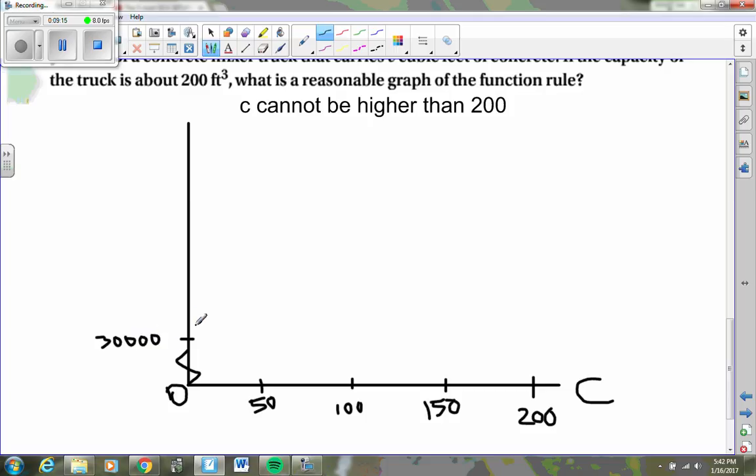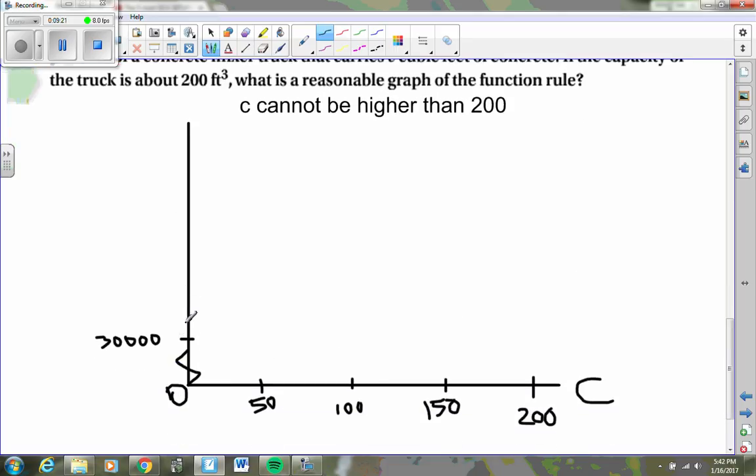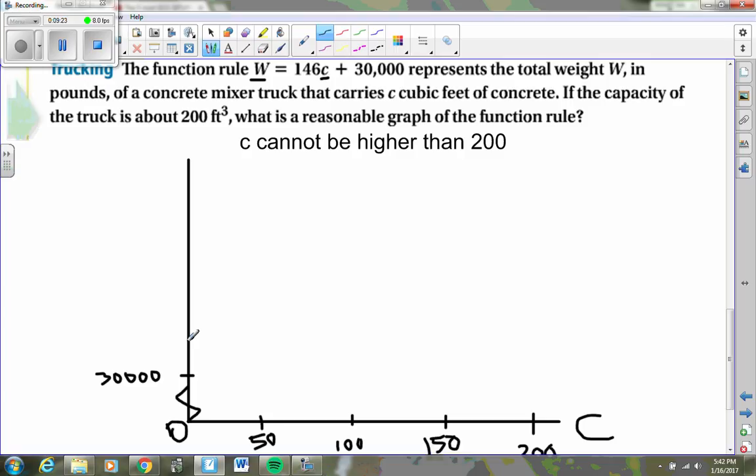Okay, that's 30,000. And then maybe I'll count by thousands here. Or maybe I'll figure out what I need to count by in a little bit. After I make a table of values, that's what I'll do. So I'm going to go over here and I'm going to make a table of values here first before I decide how high my axis needs to go. I'm going to put values of C in here and then values of W will come out for me.